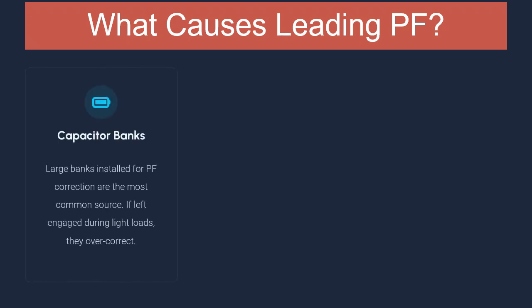First, and most common, are capacitor banks. These are intentionally installed for lagging power factor correction, but if they remain connected during periods of very light inductive load, say, overnight, they can overcorrect and create a system-wide leading PF.